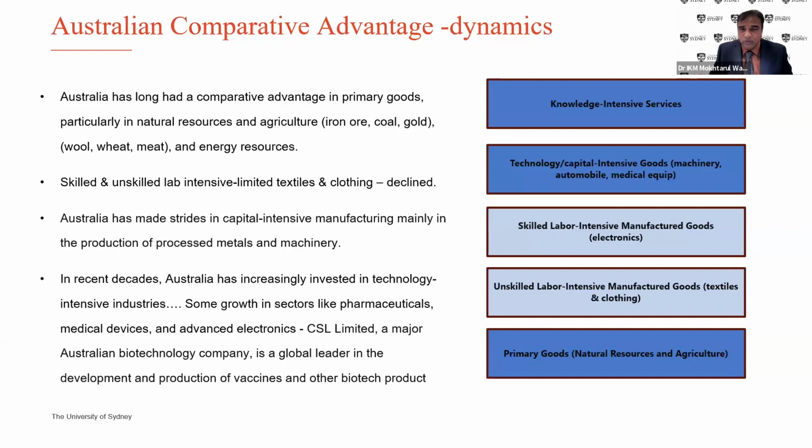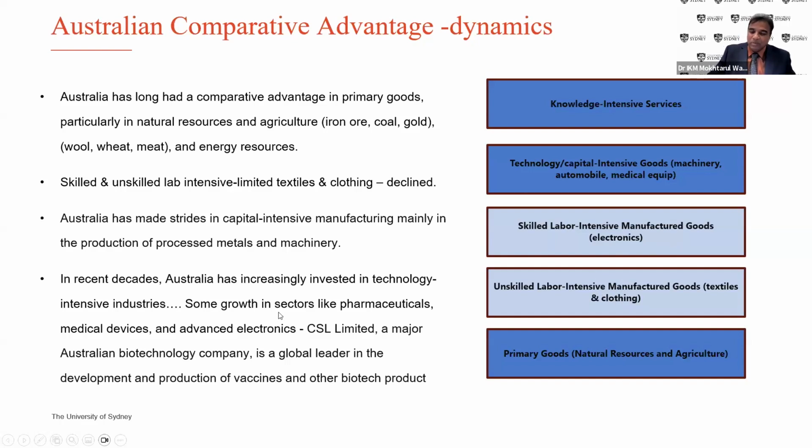However, we haven't moved along the ladder like a developing country. Australia has long had a competitive advantage in primary goods, particularly in natural resources and agriculture, as you know. Iron ore, coal, and gold are good examples. We never have had that long-lasting skilled and unskilled labor-intensive competitive advantage in those categories. So these two boxes are not highlighted in that sense.